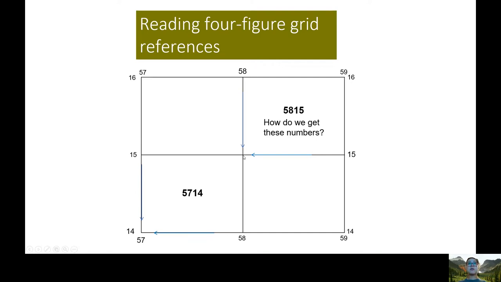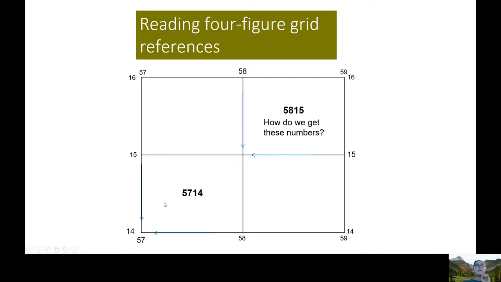The first thing we do is we go down and then we hit the 58. So the first two numbers of this coordinate are 58. And then we go to the y-axis, which is 15. So the second two numbers are 15. So the coordinates for this square are 58, 15.